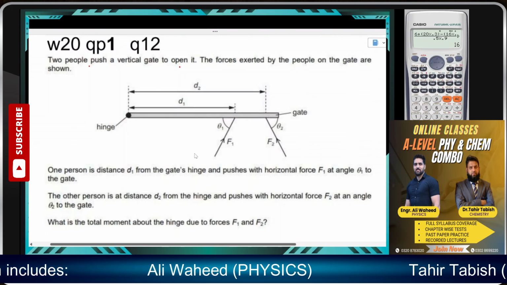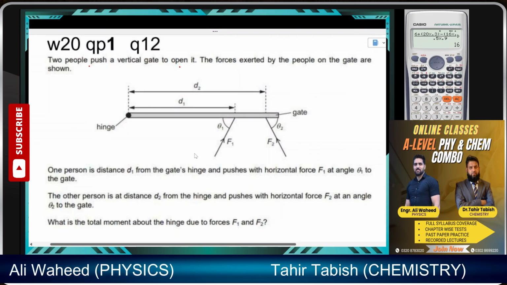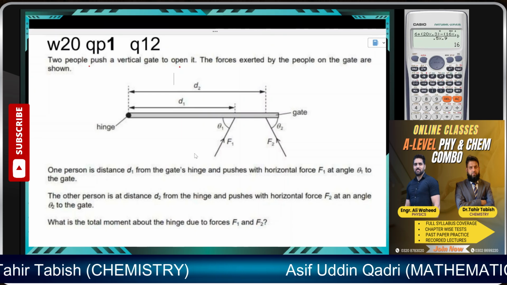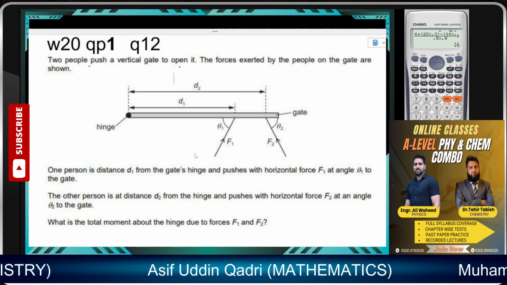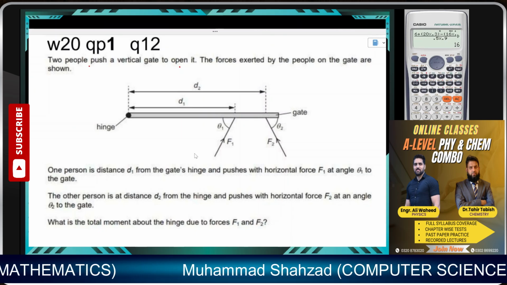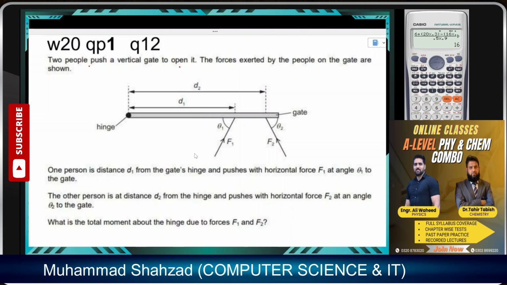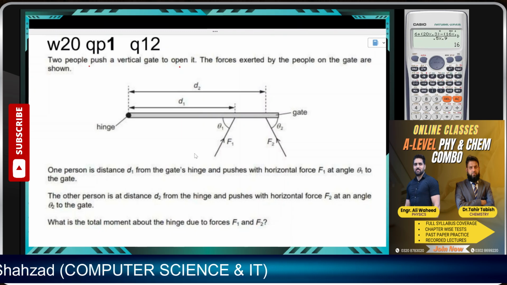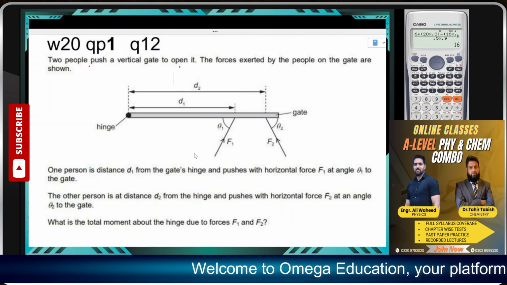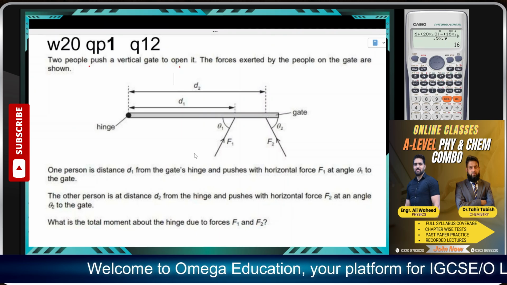The forces exerted by the people on the gate are shown. So everything else is on the diagram. What is the total moment about the hinge due to the forces F1 and F2? This is a question, and everything else is given on the diagram. We need to find the total moment produced by the forces F1 and F2. The only problem is the two forces F1 and F2 are not perpendicular to the distance, or the distance is not perpendicular to the forces.